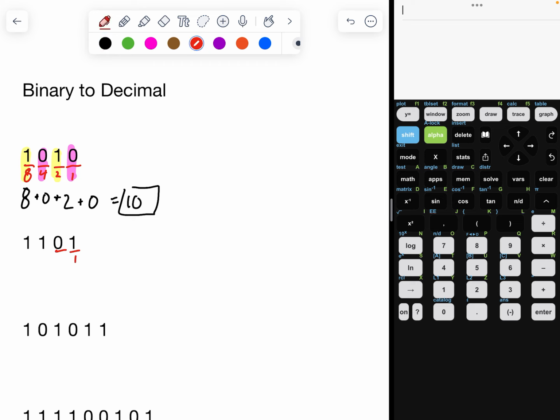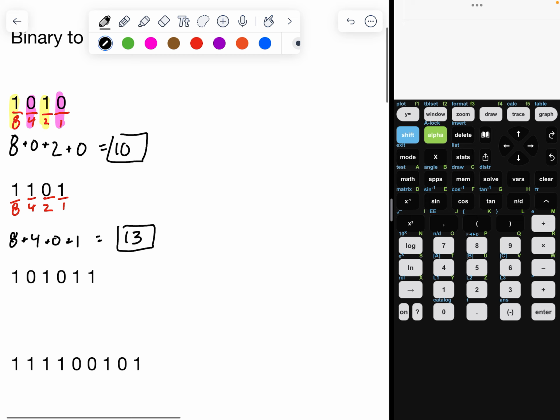So this is a 1, a 2, a 4, an 8. And so similarly, there is an 8, there is a 4, there is not a 2, there is a 1. 8 plus 4 plus 1 is 13. So 1101 represents 13. Similarly, we can have longer numbers than 4 digits, and we just have to carry out the places.